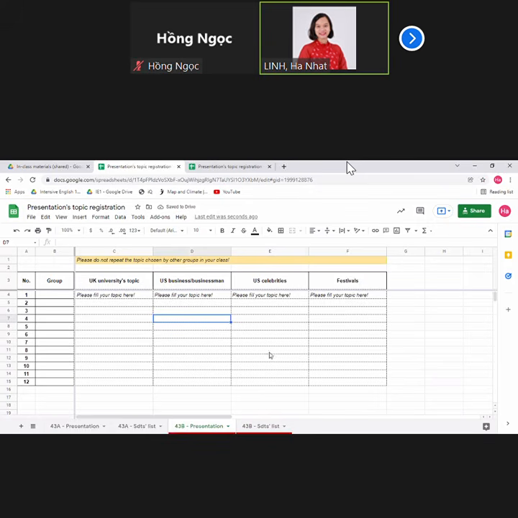Mọi người rõ chưa? No more than 4 members in a group. Không được quá 4 người. Hôm qua lớp A thì cô muốn là 5 người. But it's up to you. I think that 5 is okay. Now, I think that everything is clear, right? Mọi người rõ hết chưa?